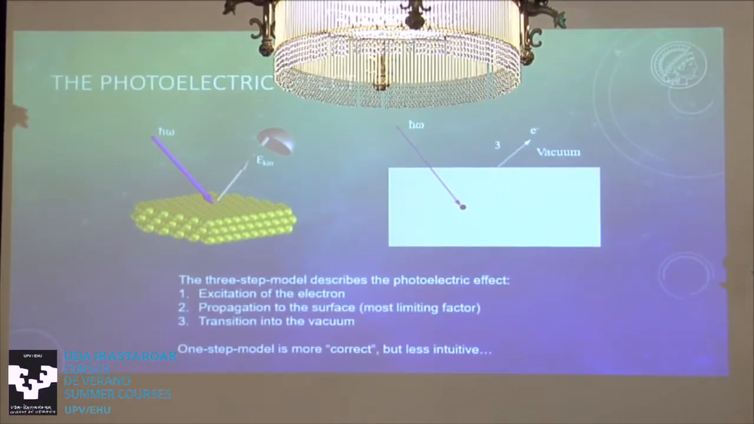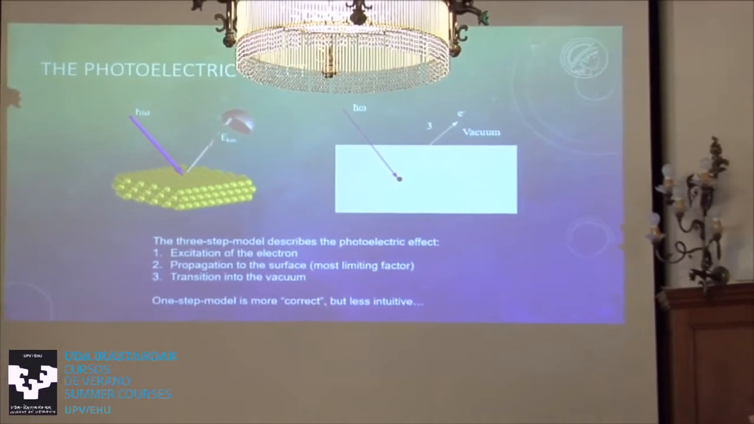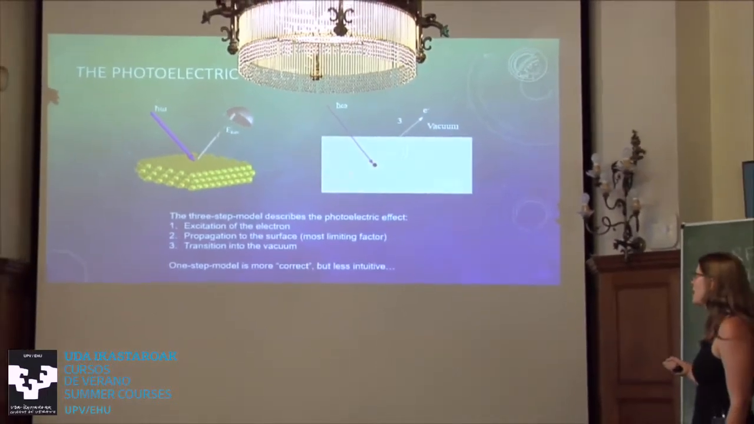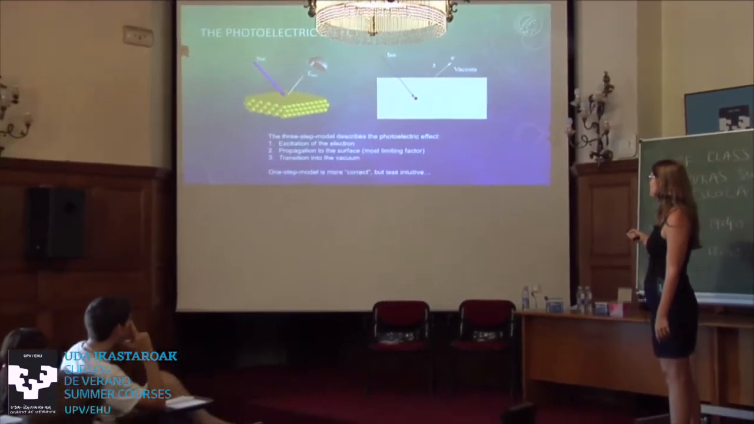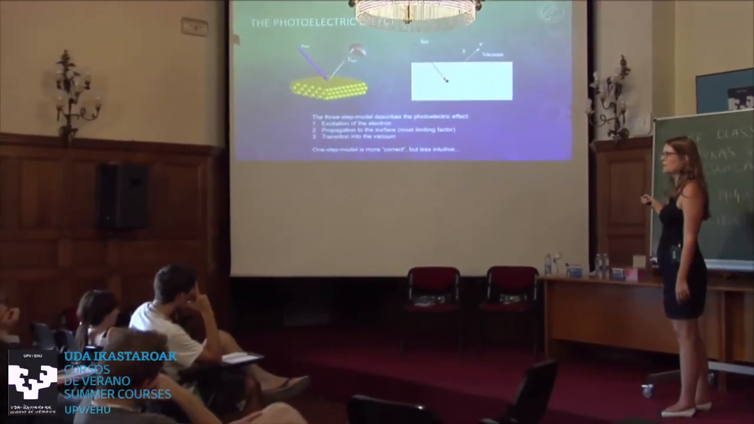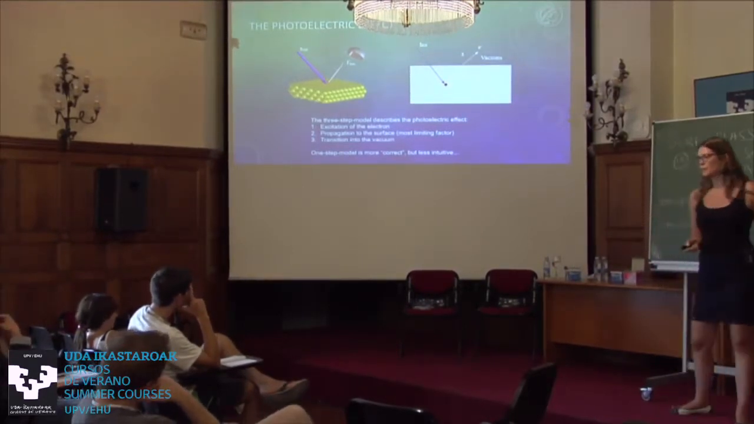And you can think about it in this three-step process, that at first your photon comes in, it kicks out an electron from its shell, then the electron somehow has to travel to the surface of the material and then leave it towards a vacuum. And actually this is often the most critical step, that the electron just does something within the crystal and doesn't get out.